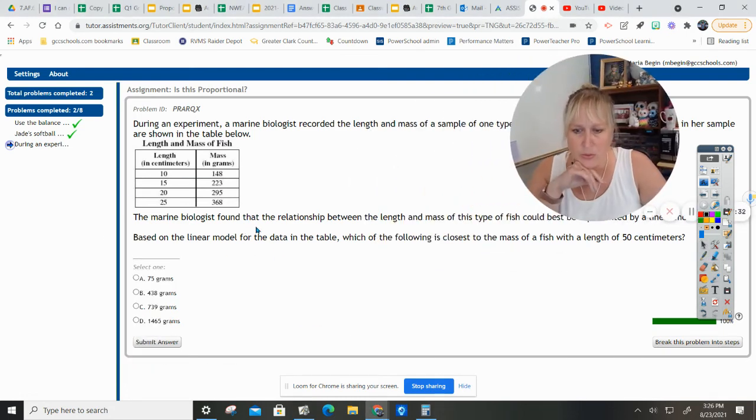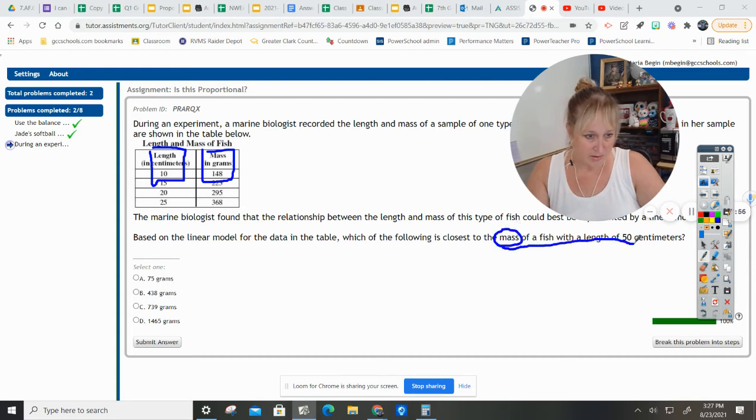All right, so based on the linear model, which of the following is the closest to the mass of a fish with 50 centimeters? This one's very tricky. It's not giving me the data in the way that I'm used to seeing it, but it does give me length and it does give me mass, and it is asking about mass with centimeters.